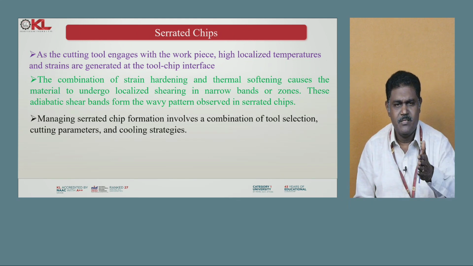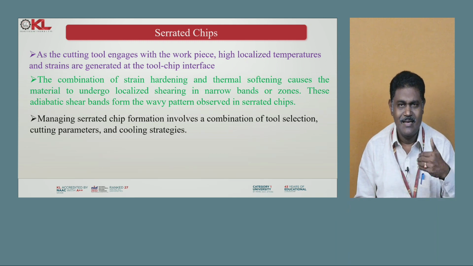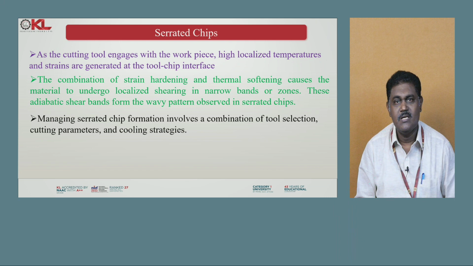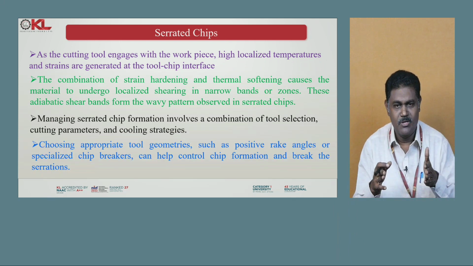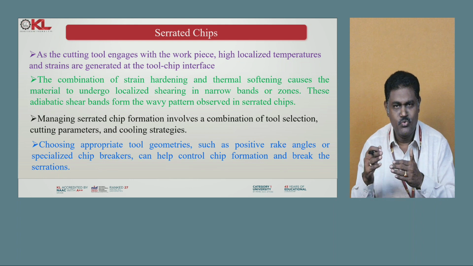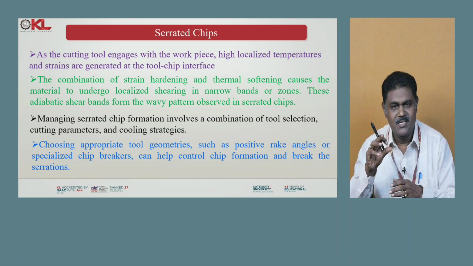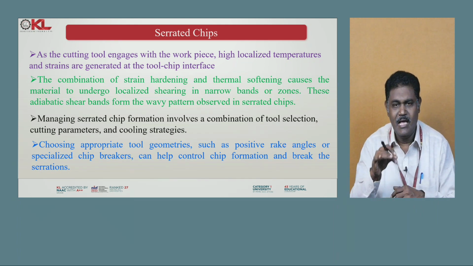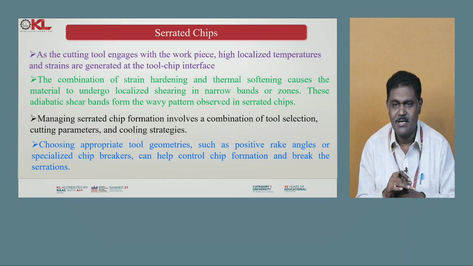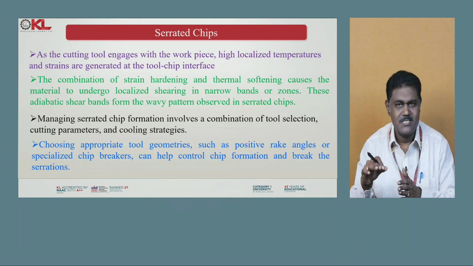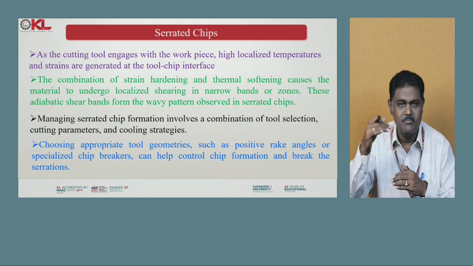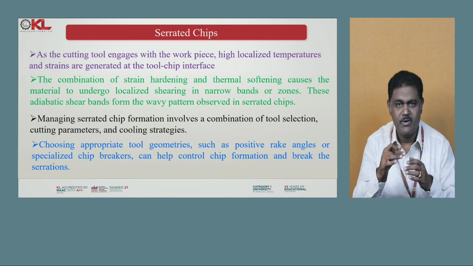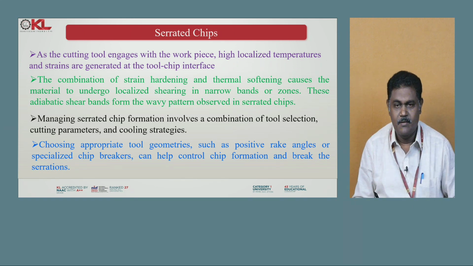Managing serrated chip formation involves a combination of tool selection, cutting parameters, and cooling strategies. Choosing appropriate tool geometries such as positive rake angles or specialized chip breakers can help control chip formation and break the serrations. Otherwise, a saw type of chip will be forming. So, in between you have to break it by providing this specialized formation.